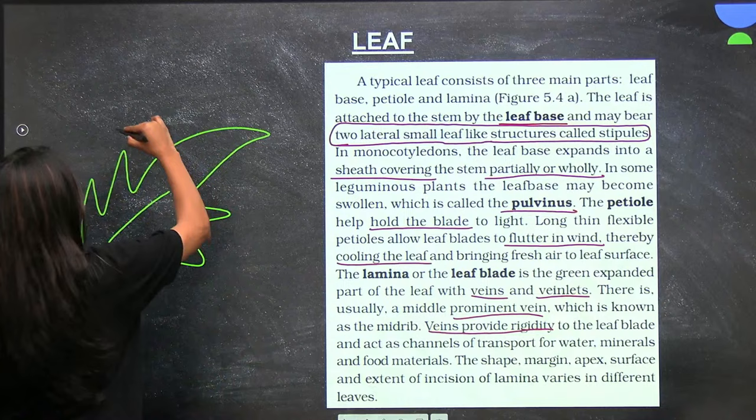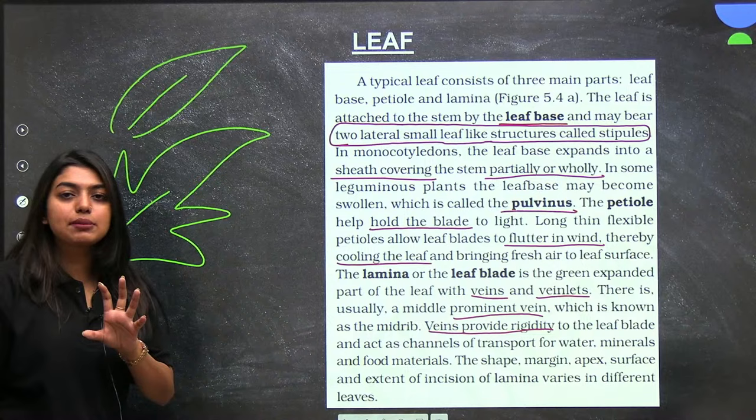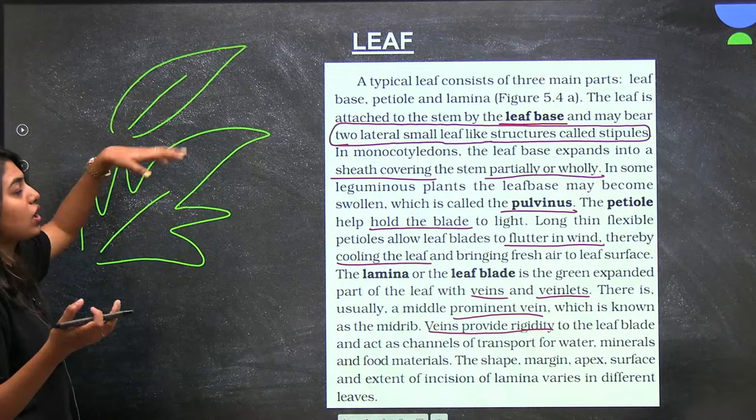So, they are saying leaves will vary from different types, right? From families to families, they might vary. Even in families also, there will be different types of species. So, all this will vary. If they have incisions, one type. If they do not have incisions, another type. Clear?